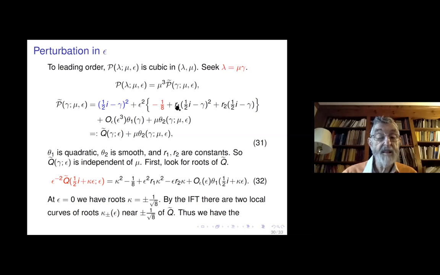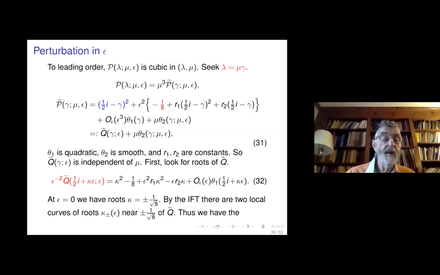These guys, this is a constant. That's a constant, complex constant. Okay, and now we're almost at the end of the proof. It's pretty explicit, as you see. So here the leading term is going to be gamma equals 1/2 I, which is not what we're looking for.